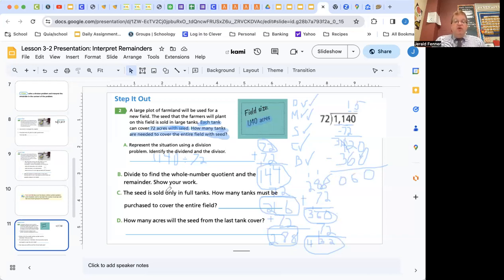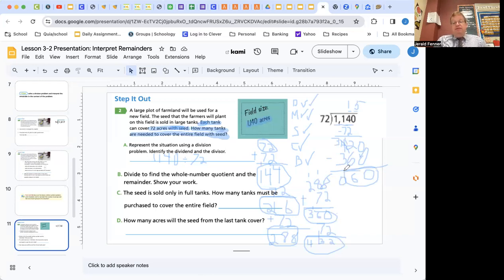So the seed is sold only in... so let's see, divide, show your work. Okay, we did that. The seed is only sold in full tanks. How many tanks must be purchased to cover the entire field? Well, there's 15 full tanks, but what does this 60 represent? That represents 60 acres that would still need to be covered.